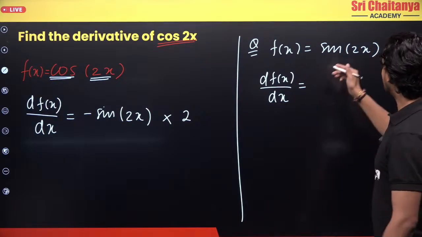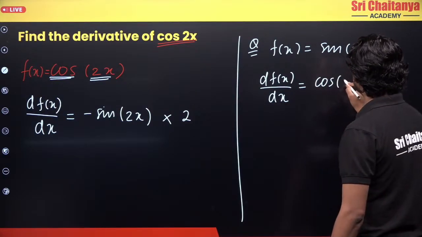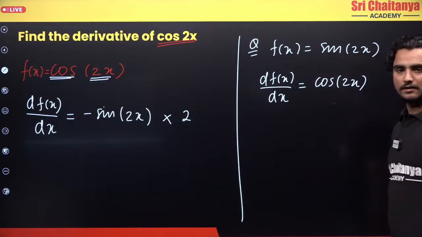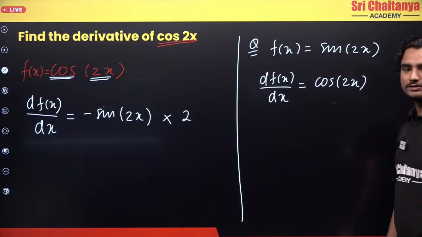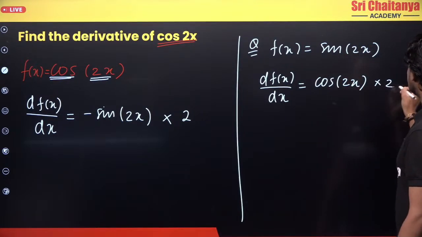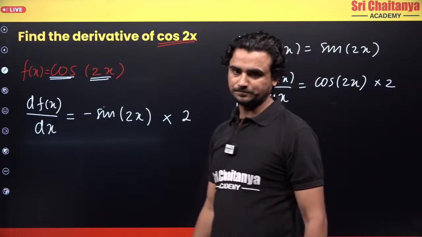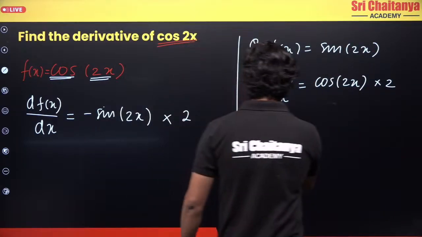And what do I get? Sine is cos. So I will get cos 2x. Right? And what is the inside function? 2x. So the differentiation of 2x is 2. This is my final answer. Clear? Let's solve one more question.